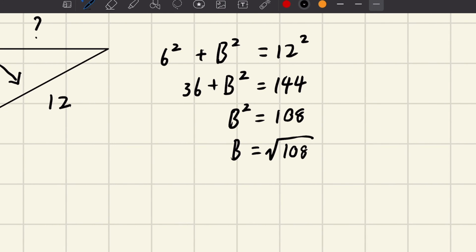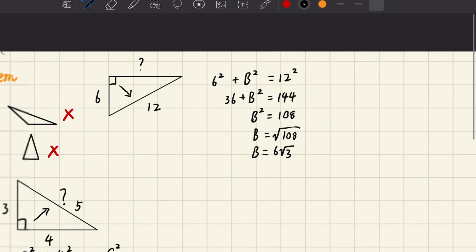Since it's a distance, we're only going to take the positive root, so it's the positive square root of 108. And we can further simplify this to 6 times the square root of 3.